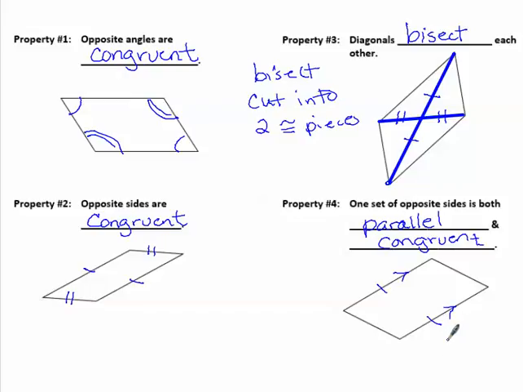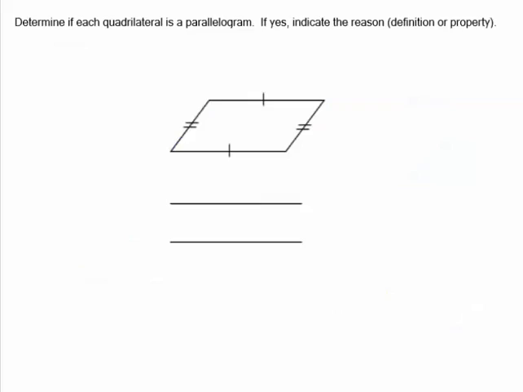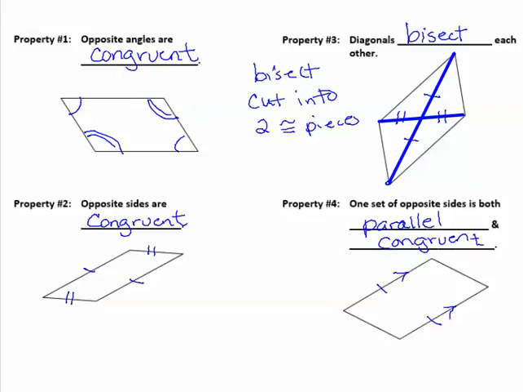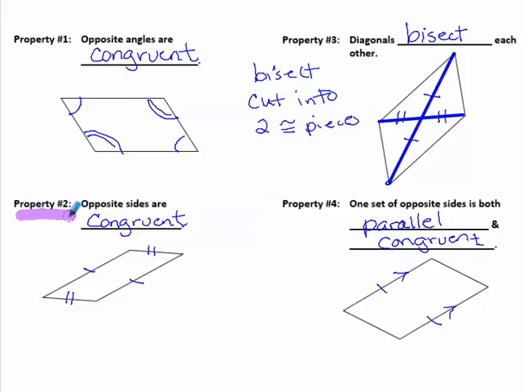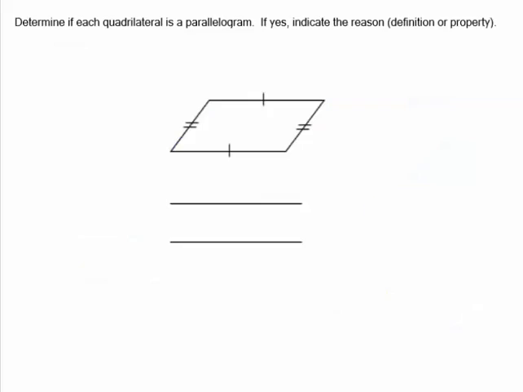So now what do I do with that? We're going to have to be able to figure out if things are parallelograms using these properties. So let's look at 3 sample problems. First, is this quadrilateral a parallelogram? And if it's yes, I have to say why. So if I look back at my properties, I'm going to see which picture kind of looks like the example. So when I look, it kind of looks like property 2. So if I go back, I'm going to say, yes, this is a parallelogram. And why? Because my opposite sides are congruent.